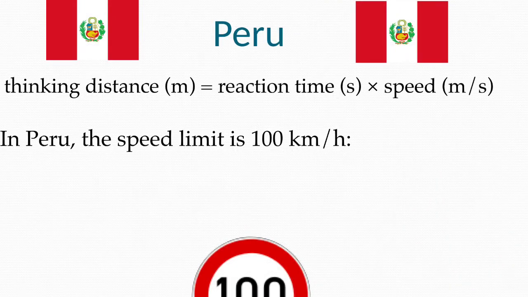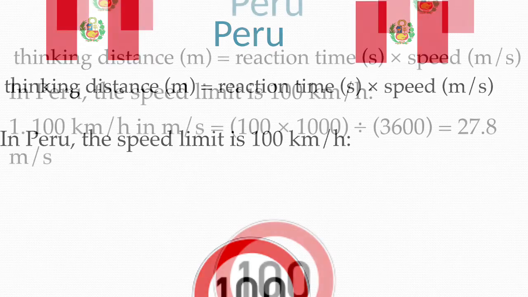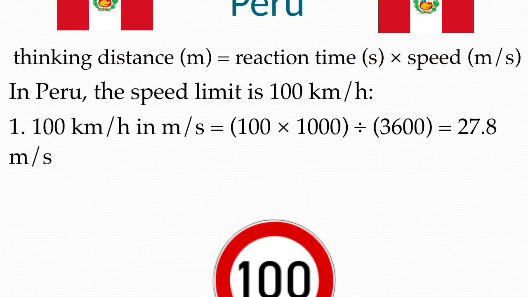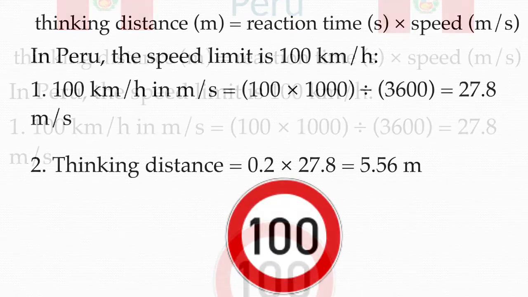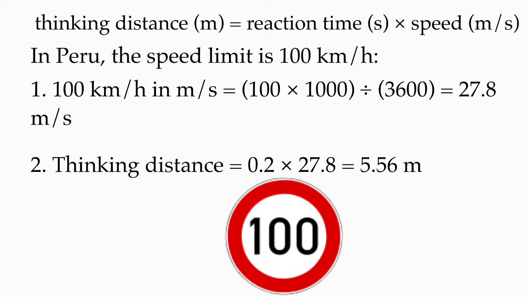This time the speed limit is 100 kilometers per hour, so once again change it into meters per second first and then find the thinking distance. And again, to find the speed in meters per second, we times by 1,000 to go from kilometers to meters and then divide by 3,600. Once you have the speed, you can times that by the normal human reaction of 0.2 and you'll get a thinking distance of 5.56 meters.